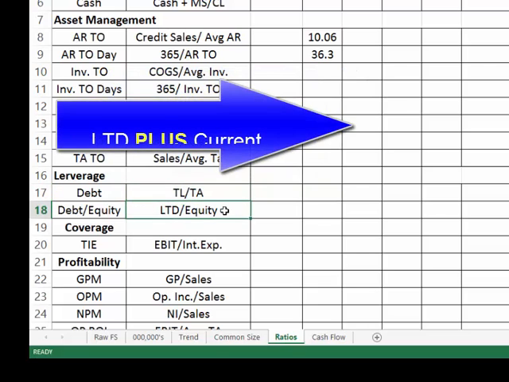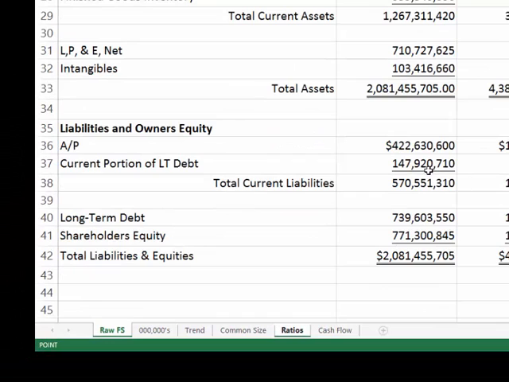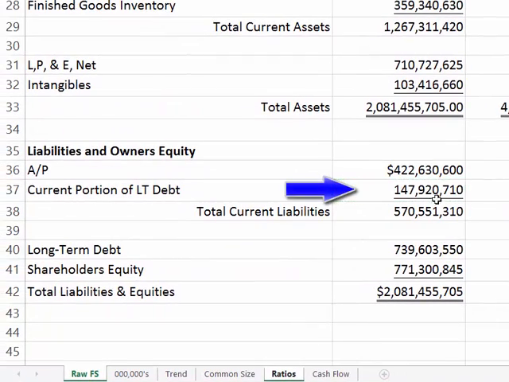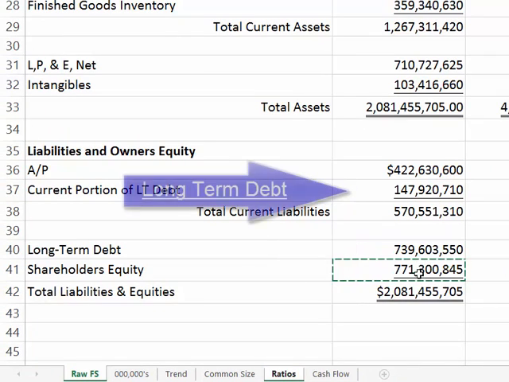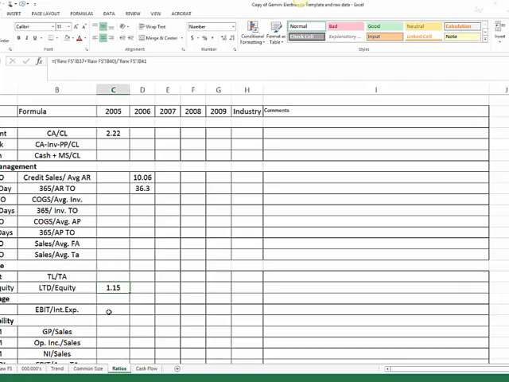We go on to long-term debt over equity. I'll show you this one because the trick here was that long-term debt consisted of both the short-term piece and the long-term piece. I'll show you debt over equity, the current portion of long-term debt, and long-term debt divided by equity. So where you may have gotten tricked up here was in not including the short-term portion of long-term debt.